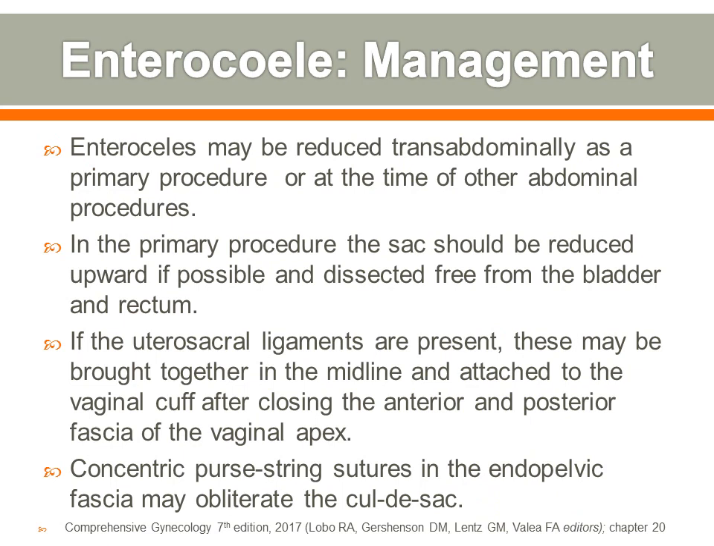For the management of enterocoele, enterocoeles may be reduced transabdominally as a primary procedure or at the time of other abdominal procedures. In the primary procedure, the sac should be reduced upward if possible and dissected free from the bladder and the rectum. If the uterosacral ligaments are present, these may be brought together in the midline and attached to the vaginal cuff after closing the anterior and posterior fascia of the vaginal apex. Concentric purse string sutures in the endopelvic fascia may obliterate the cul-de-sac.